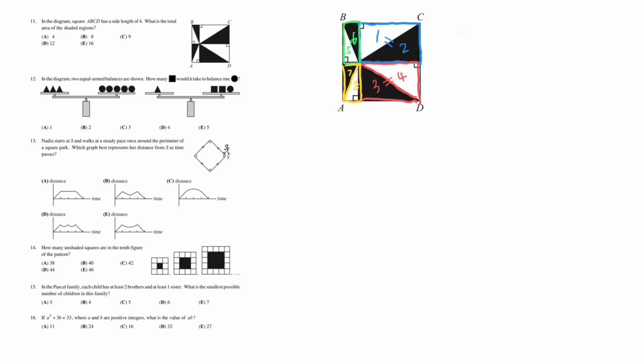All the white triangles, 1 plus 4 plus 5 plus 8, equal 2 plus 3 plus 6 plus 7. So 1 equals 2, 3 equals 4, 5 equals 6, 7 equals 8. That means the white area equals the shaded area. They each equal half of the ABCD area. ABCD's side length is 4, so the area is 4 squared, 16. So that's half of 16, which is 8. So the answer to number 11 is B.